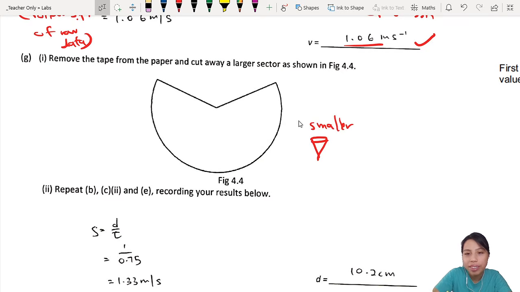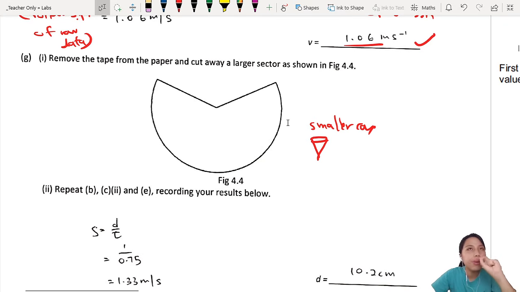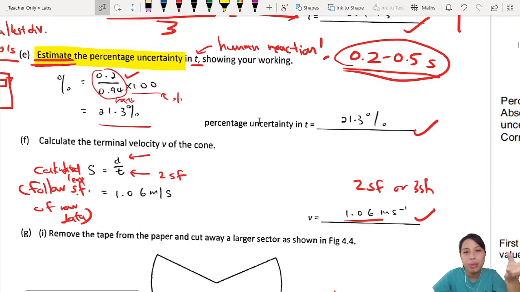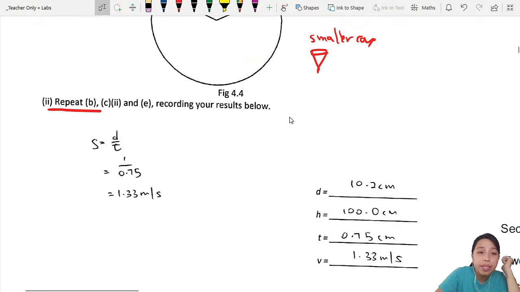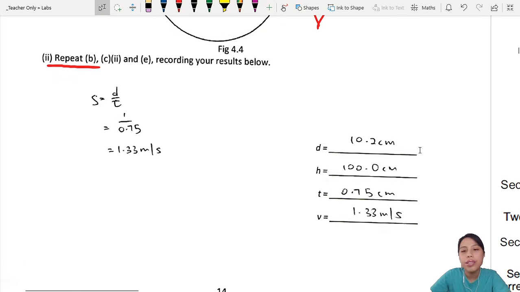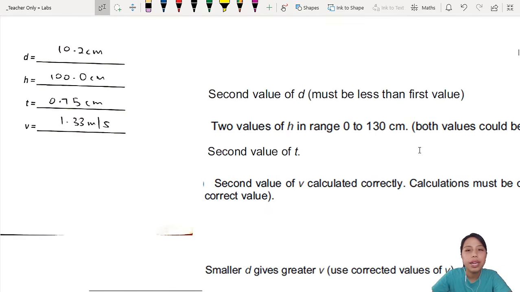Smaller cone. And then do the same thing. Drop the thing, measure. In paper 2, they'll ask you to do 2 different variations. One with bigger cone, one smaller cone. But it depends, different experiment, yeah? So they say repeat everything. So you repeat everything. And you see, okay, diameter, height, time, decimal placing, okay.